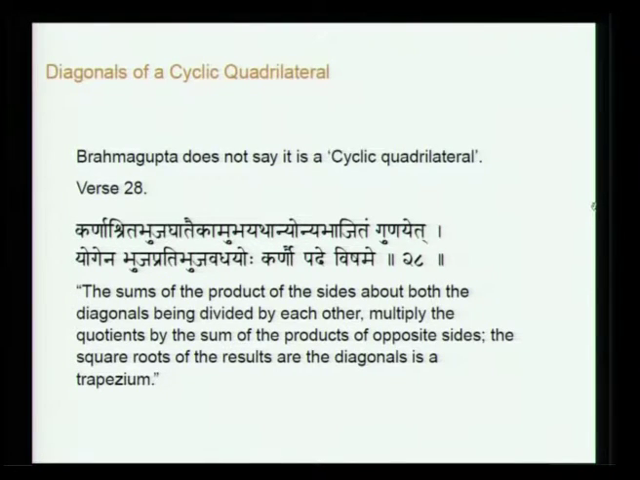Karnashrita bhujagataekam ubhayathanyonya bhajitam gunayet yogena bhuja pratibhuja varayoho karnau pade vishame. The sums of the product of the sides about both the diagonals being divided by each other, multiply the quotients by the sum of the products of the opposite sides. The square roots of the results are the diagonals in a trapezium.